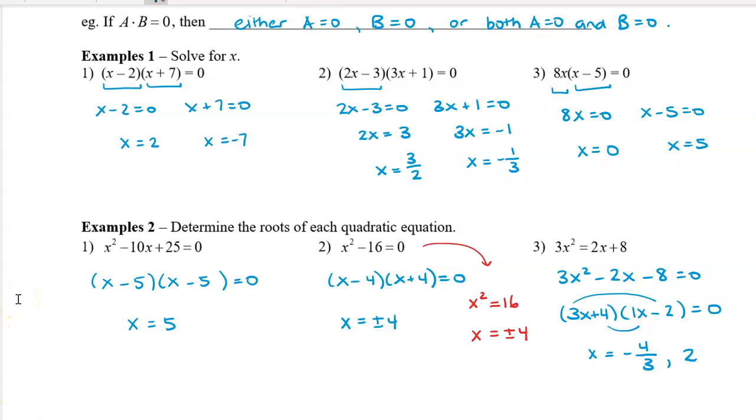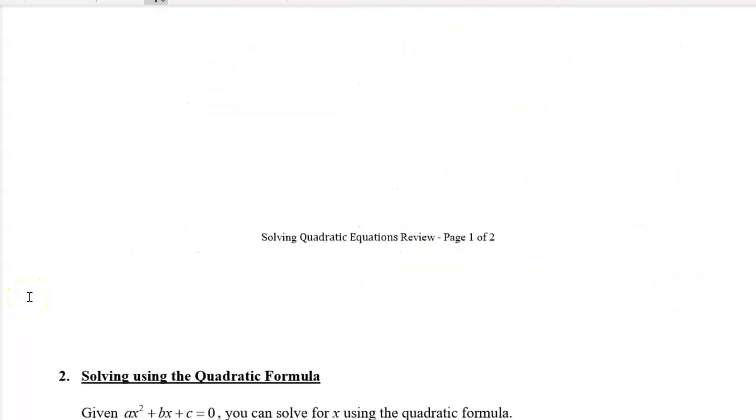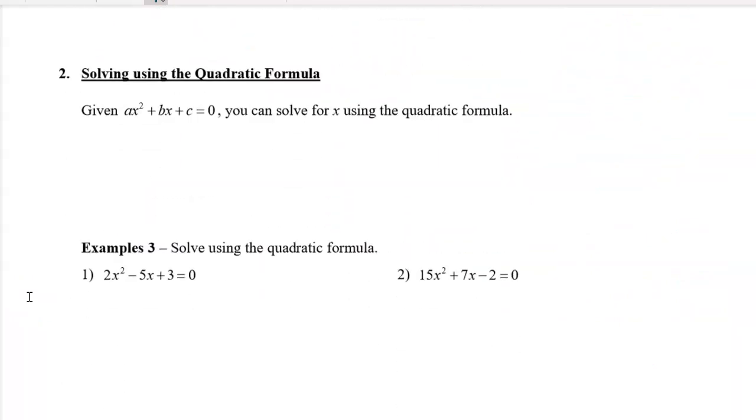Okay, sometimes you can't use factoring to solve. So I'm going to show you the second method of solving, and that's by using the quadratic formula. So what you want to do is move all the terms to one side. So you have ax squared plus bx plus c equals 0. So you want it in this form, and then you can solve for x using the quadratic formula.